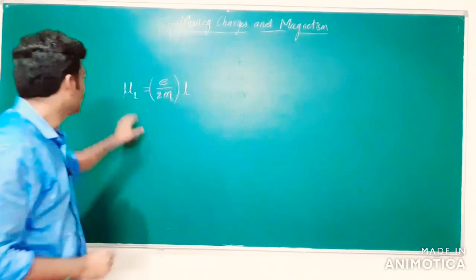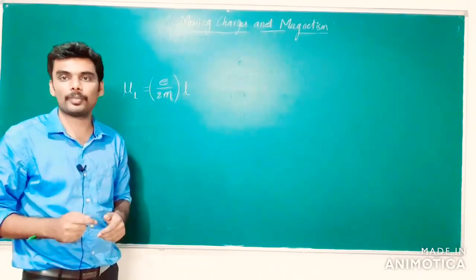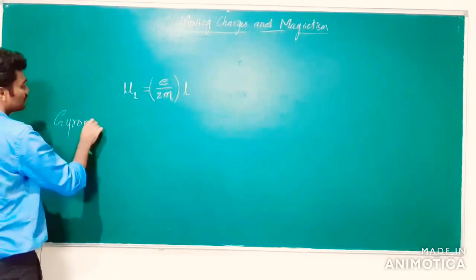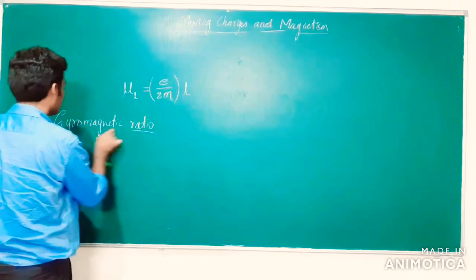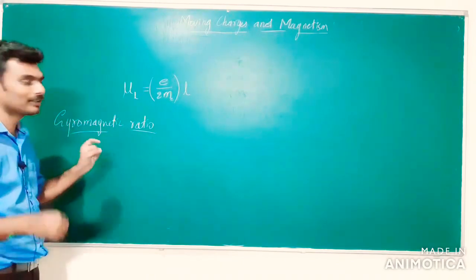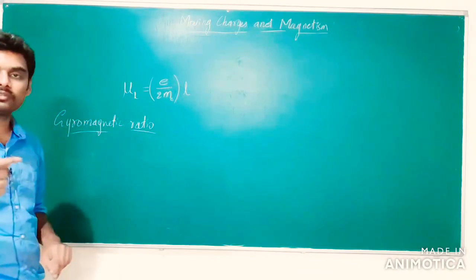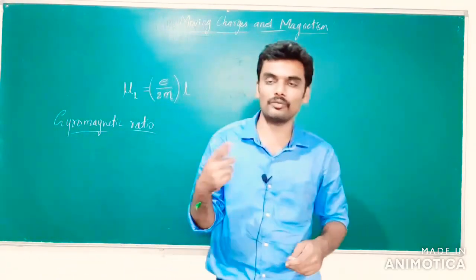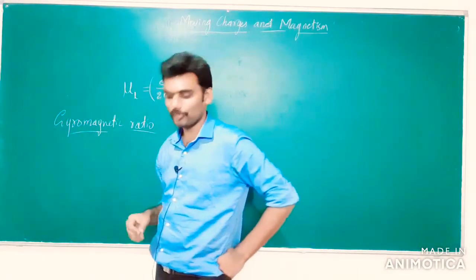And now, using the same expression, we are going to define a new term here. The term is gyromagnetic ratio. This gyro term, gyration, is somewhat related to rotational or revolutionary motion, or the motion of a body under revolution. The magnetic part is somewhat related to magnetic dipole moment.